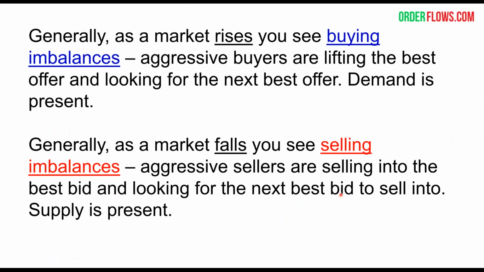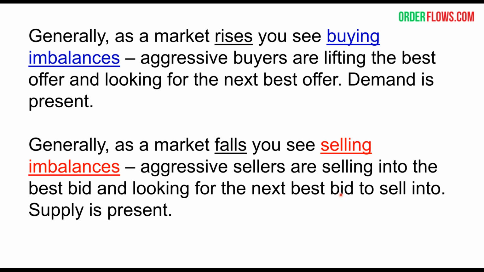Now, generally, like I said, as the market rises, you see buying imbalances. Aggressive buyers are lifting the best offer and looking for the next best offer, right? They're cleaning out whatever's on the offer and they're buying the next one. Just think of it as Christmas time when there's the hot toy that every kid needs. You go around looking for it, and prices just keep going up because everybody is buying that supply, and the sellers know that they could sell it for higher. So they mark the price up because the demand is there, and people will buy it.